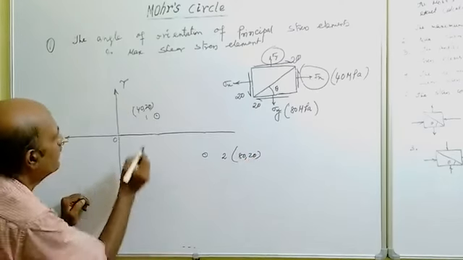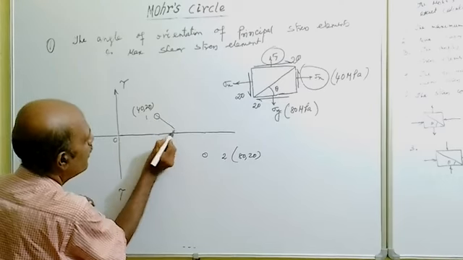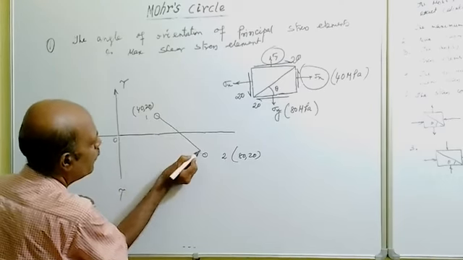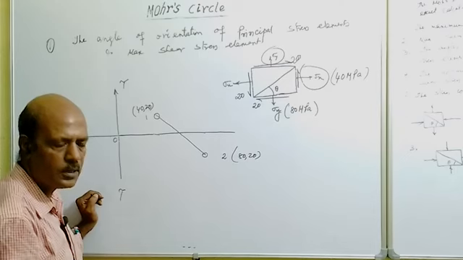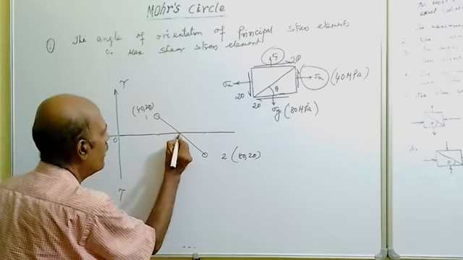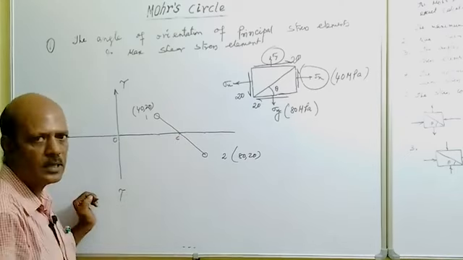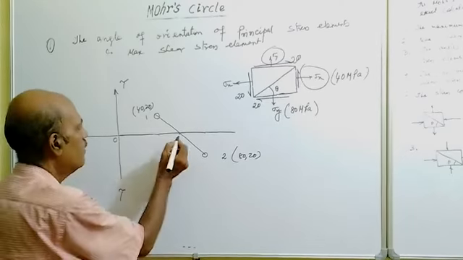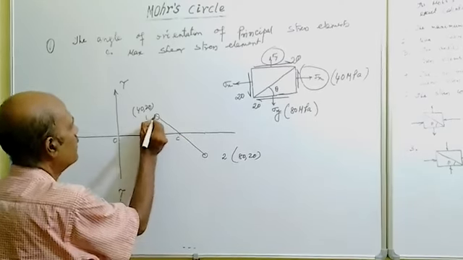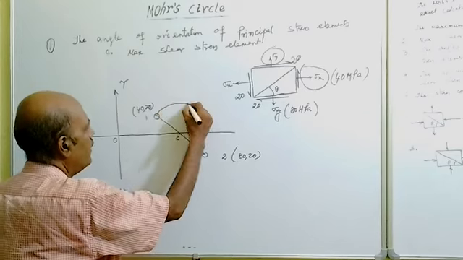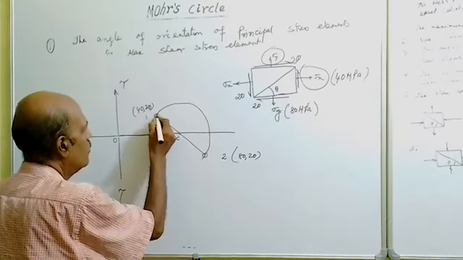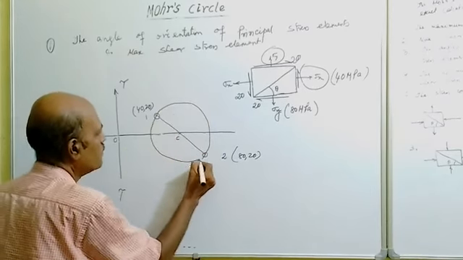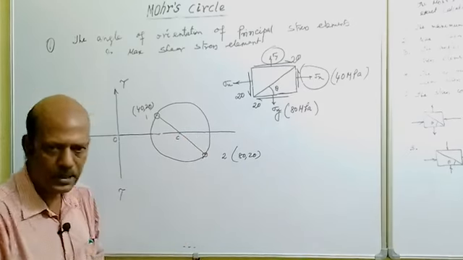So we have got 2 points. Now join point 1 and point 2. As per the construction of the Mohr circle, we will get point C, that is the center of the Mohr circle. Then taking this one as center and this one as radius, complete the circle. So this is the Mohr circle. So we have got the Mohr circle.